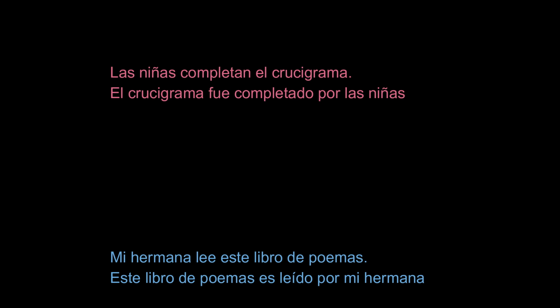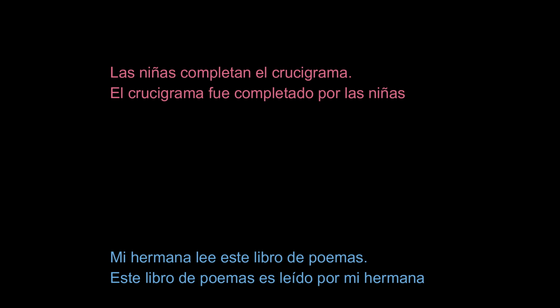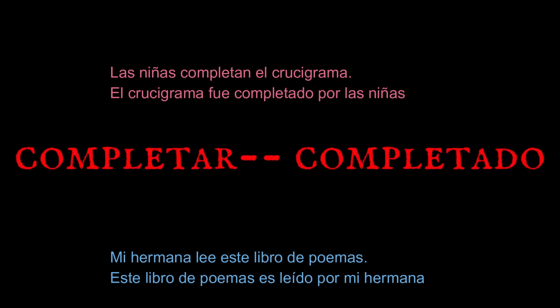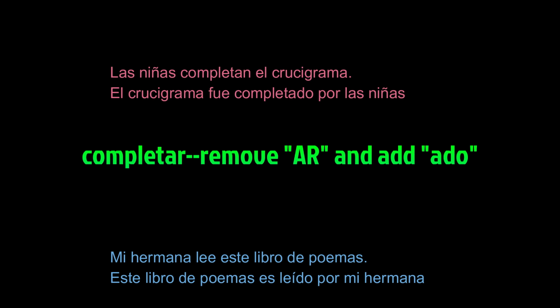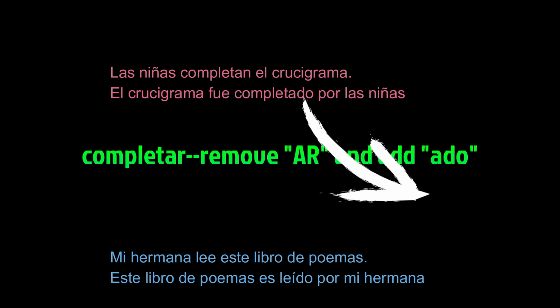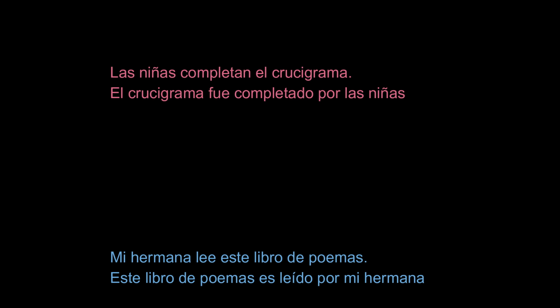Fue is the simple past of the infinitive ser. So that fue is in the third person in the past tense. And because we are expressing a passive form, we always have to use ser as the helping verb. Completado is the past participle of completar. And again, how do we create the past participle from the verbs that end in ar? We remove ar and we add ado. Entonces, el crucigrama fue completado por las niñas. That means that the crossword was finished by those girls.